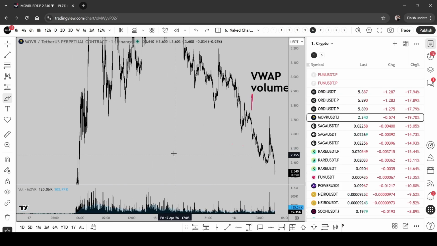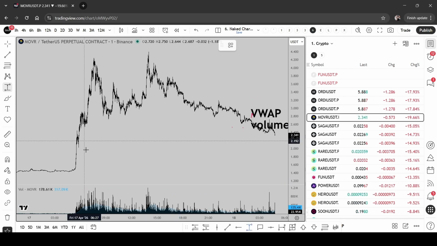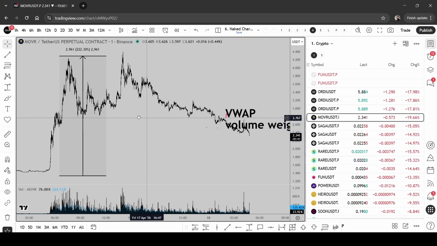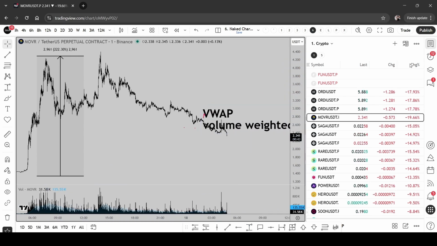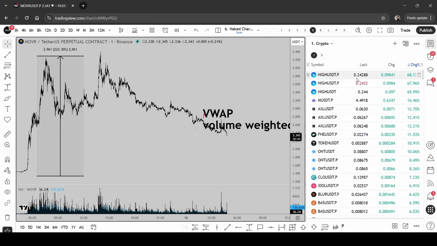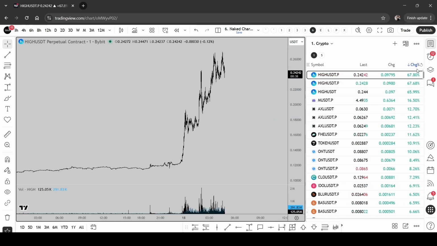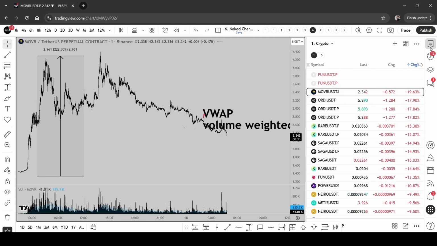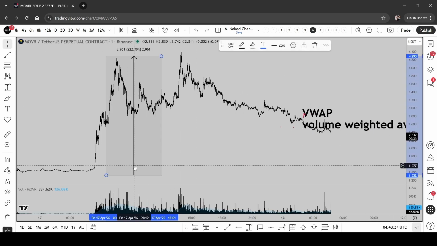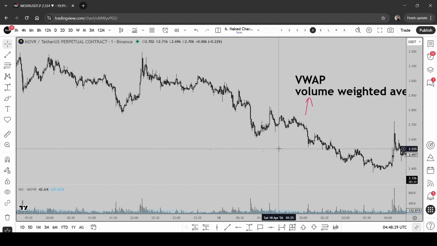So for example, this coin was up like more than 100% or so, like it went absolutely ballistic, and then it just started dying. And then today we have this coin, which is going absolutely ballistic. But the point is that I want to have some extra reference to what is happening today.